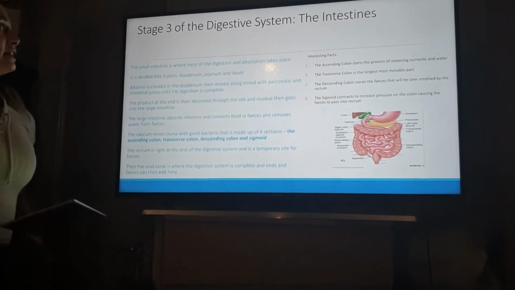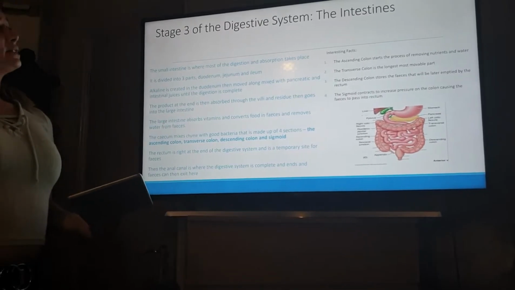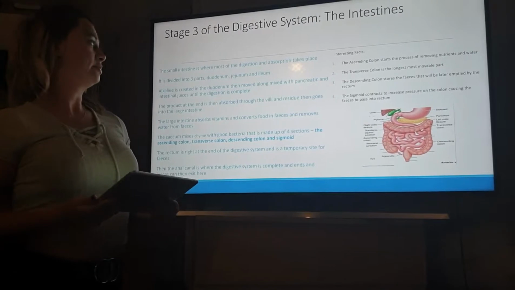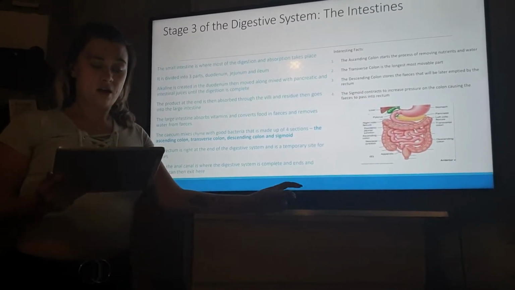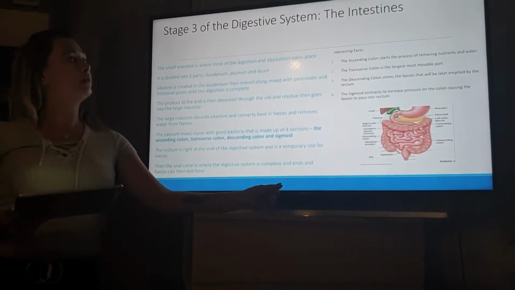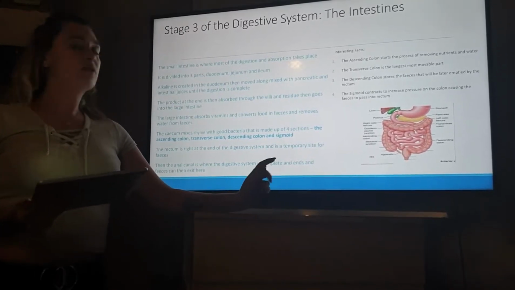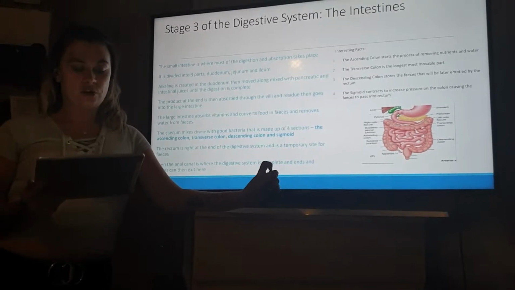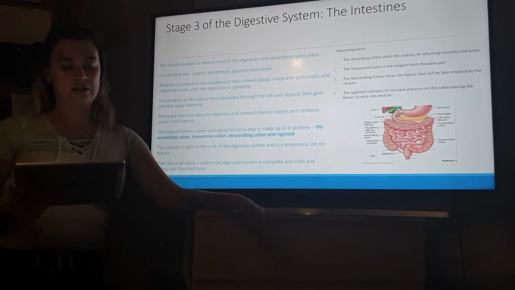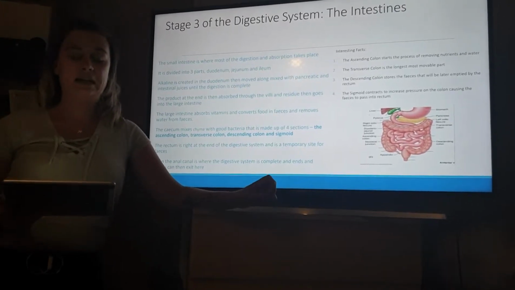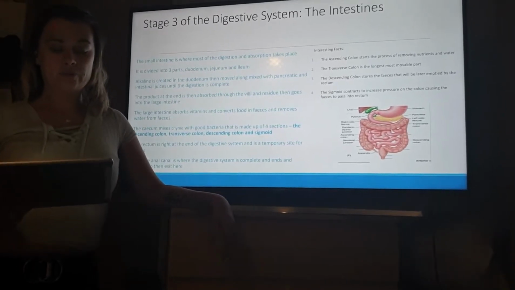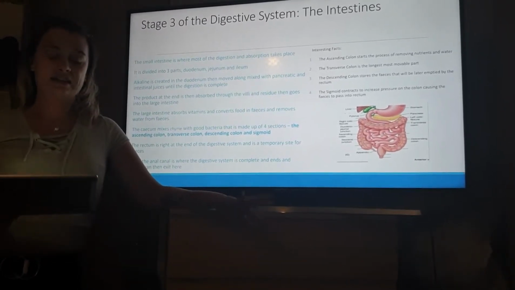So then that takes us to the next stage, which is the intestines. So the small intestine is where most of the digestion and absorption takes place. There are three parts, which are the duodenum, jejunum and ileum. The alkaline is created in the duodenum, then moved along and mixed with pancreatic and intestinal juices until digestion is complete. The product at the end is then absorbed through the villi, and residue then goes into the large intestine.